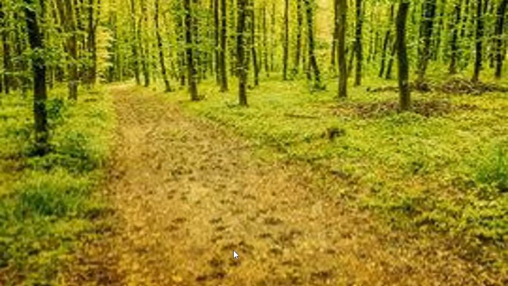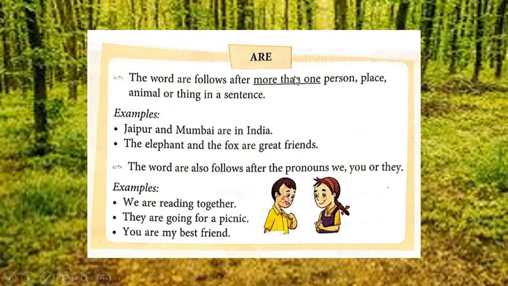So, now see here. The word "are" follows after more than one person, place, animal or thing in a sentence. Examples: Jaipur and Mumbai are in India. The elephant and the fox are great friends.